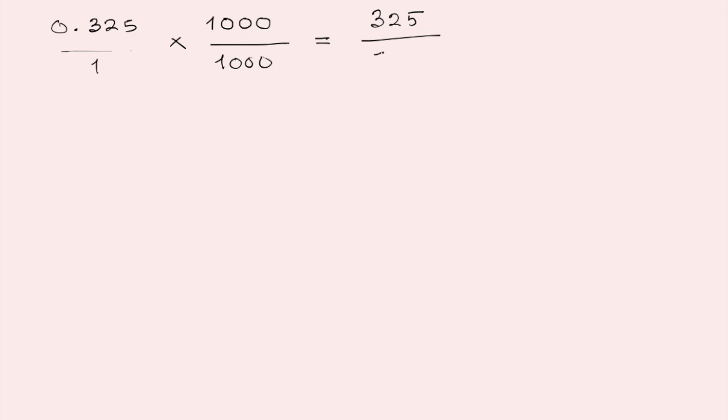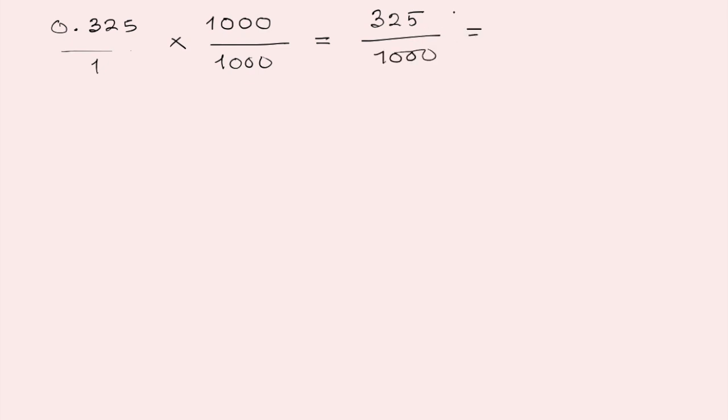Let's solve more examples. If we have 0.325, we'll assume this is over 1. So we count the number of decimal places. 1, 2, 3. Don't forget, the number of decimal places determines the number of zeros you have after your 1. So that's 3 zeros there, 1,000. And we'll move our decimal places 3 places to the right, so that will result in 325 over 1000.